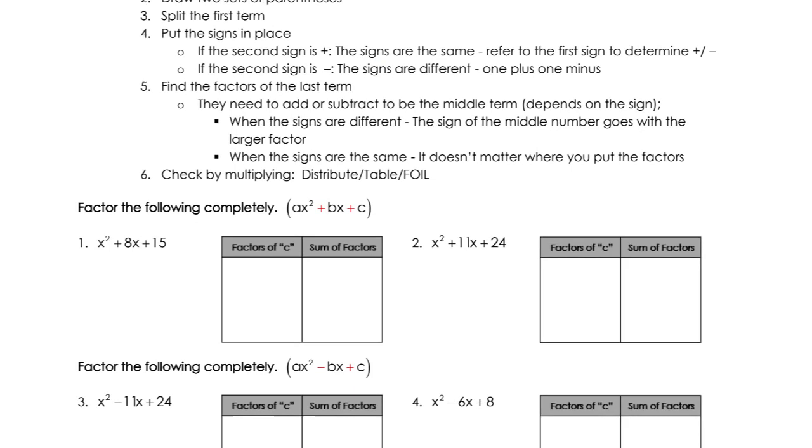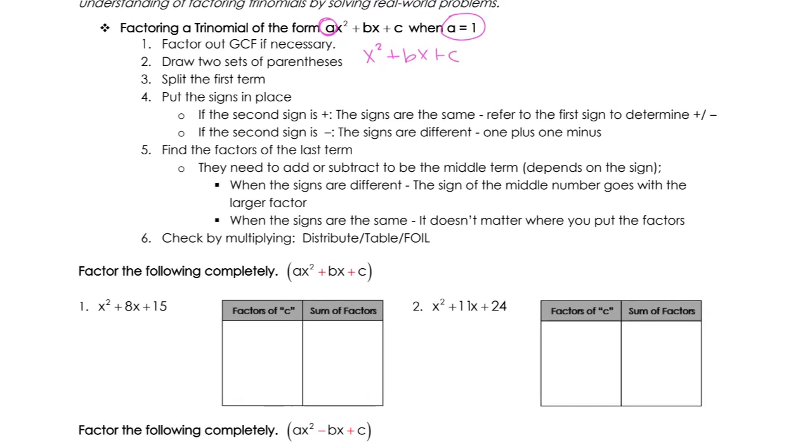So step 1 says, and I'll leave it on the screen, step 1 says factor out the GCF if necessary. So looking at 1, I don't see a GCF. Then it says to draw 2 sets of parentheses. So I'm going to go ahead and do that. Then it says to split the first term. Well, in order to split x squared, that would be x and x. Then it says to put our signs in place.